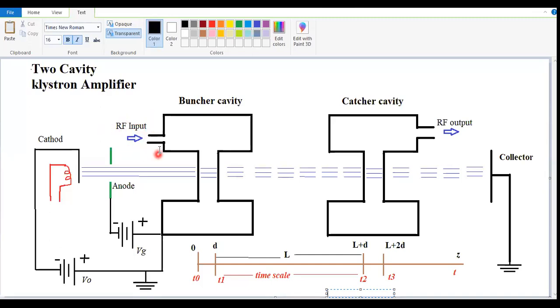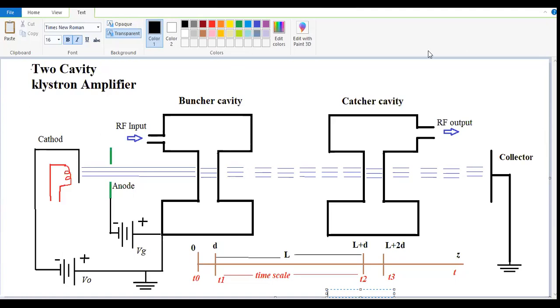To overcome this, the reflex klystron is used, and the reflex klystron is the klystron which is used in laboratories. Our college also has the reflex klystron. In our institute we have the X band reflex klystron, and the general frequency of this reflex klystron is around 8 to 10 gigahertz, 8 to 12 gigahertz. X band is 8 to 12, so it is in that range.